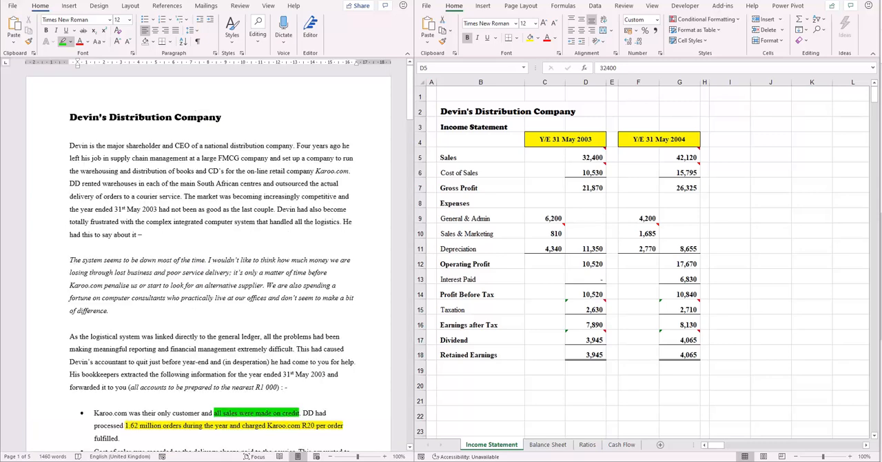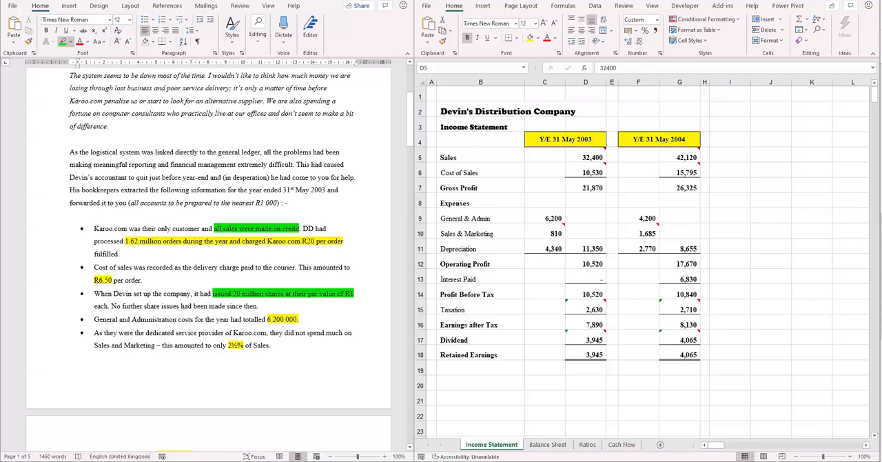On the left hand side I have the data, on the right hand side I have my spreadsheet. I've highlighted in the data the green items that are part of the balance sheet and the yellow items that are part of the income statement. So I'm going to dive into the income statement and go through these numbers in order. Notice here that all of these are rounded off to the nearest thousand.